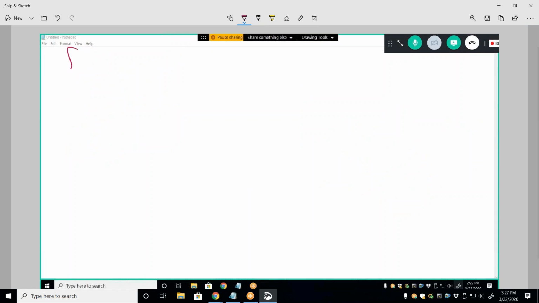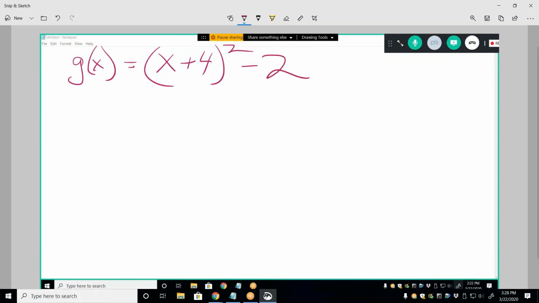All right. For this question, it's another transformation question. Describe how the given function can be obtained from one of the basic graphs. So g of x equals x plus 4, and that whole thing is squared, so it's parentheses x plus 4 parentheses squared, and then minus 2 outside of the function.